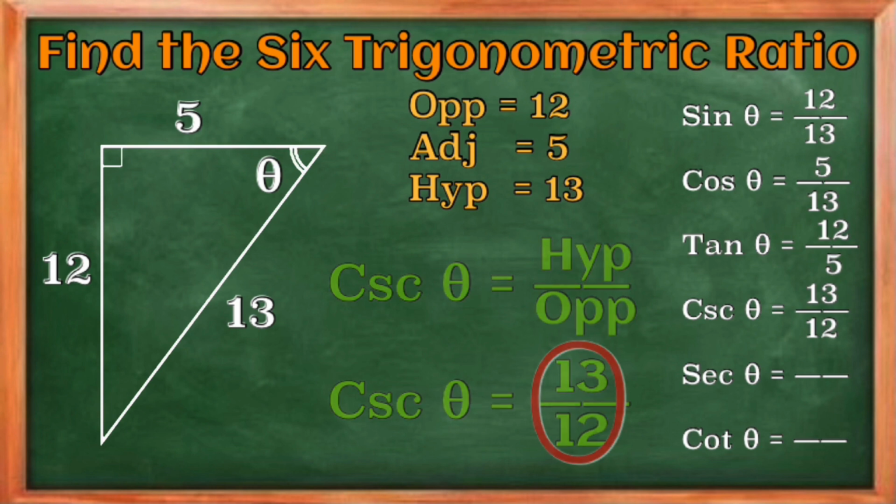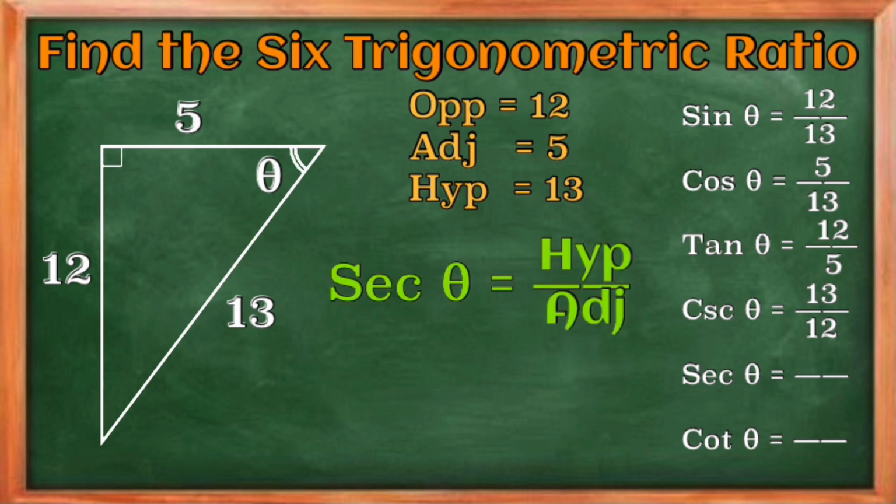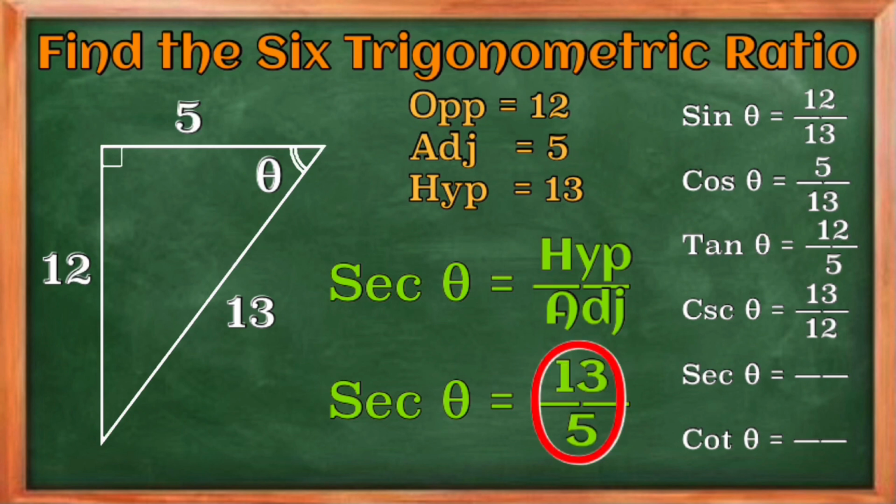Next is our secant theta, and secant theta is equal to hypotenuse over the adjacent, and the hypotenuse is equal to 13, and the adjacent side is equal to 5. Therefore, our secant theta is 13 over 5.